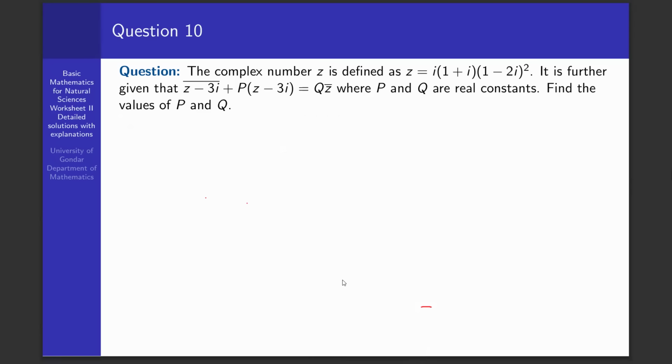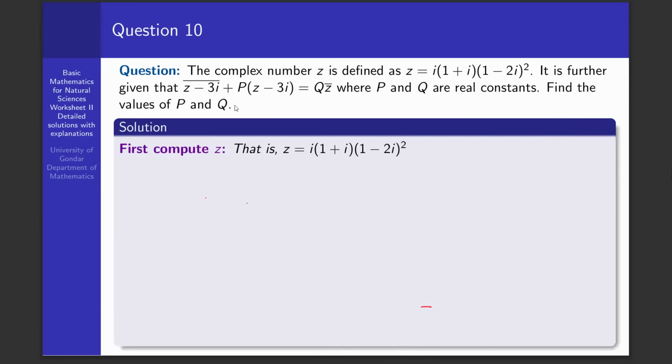Question number 10. The complex number z is defined as z is equal to i multiplied by (1 plus i) multiplied by (1 minus 2i) squared. It is further given that z, the complex conjugate of z minus 3i, plus p of z minus 3i is equal to q of z bar, where p and q are real constants. Find the values of p and q.